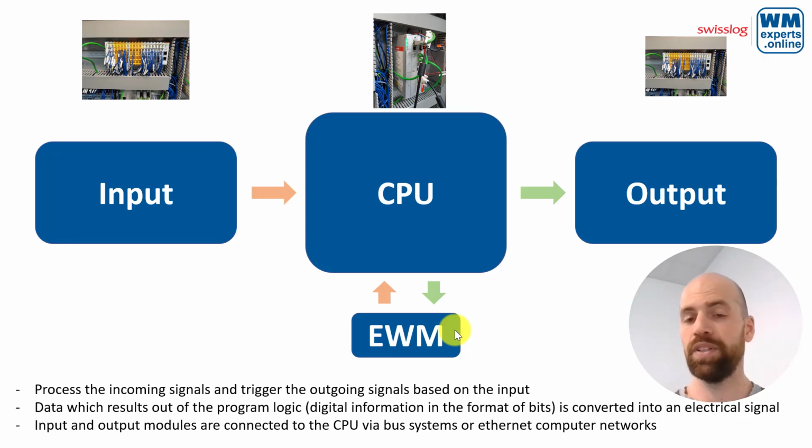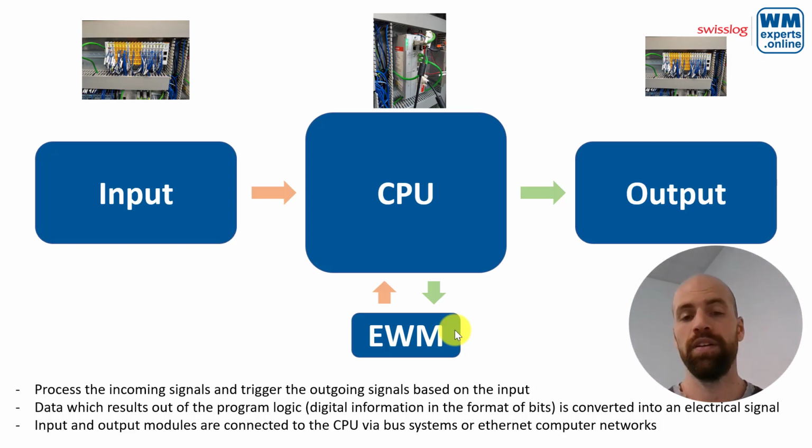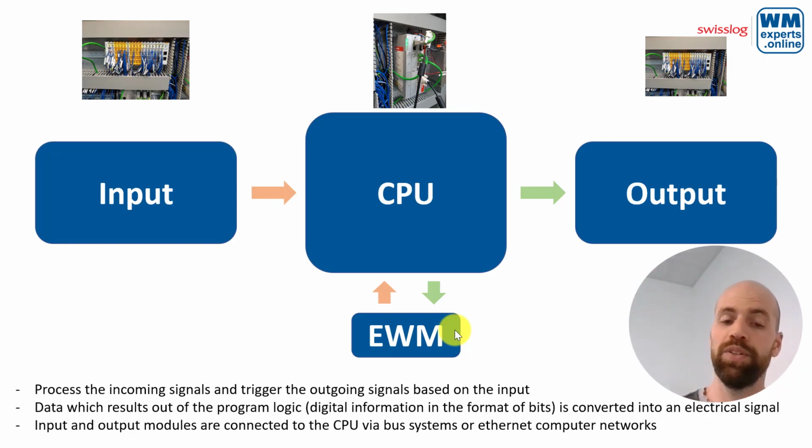So it could, for instance, be the activation of an engine for a conveyor, or the activation of a scanner, so that it starts reading. And on the other end, it could be a telegram which is created and sent to EWM. For example, at the I point, where data is collected for an object, then a telegram for the identification is created and sent to EWM. And as I said before, input and output modules can be connected to the CPU via bus systems, like you use them in industrial environments, or normal Ethernet computer networks. That's both possible.